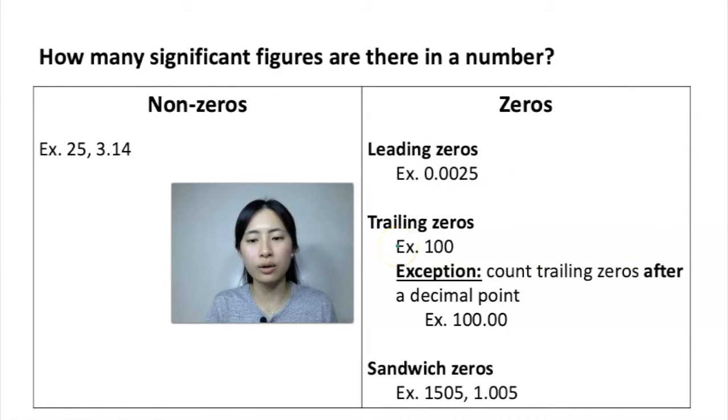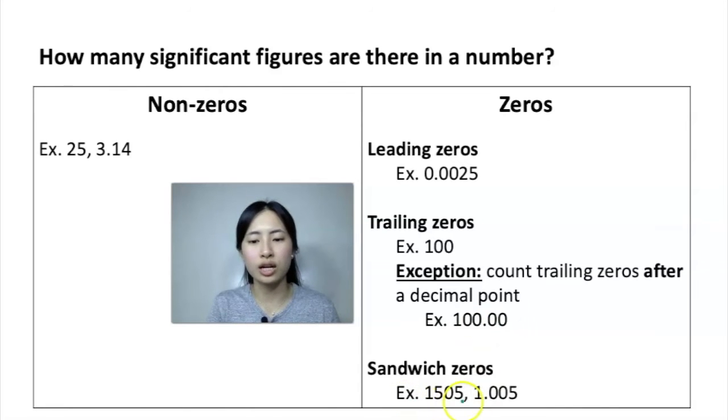For trailing zeros, such as 100, which is a whole number, there's only one sig fig. So the two zeros right here, they don't count as a significant figure. However, we have an exception, because if we're looking at a decimal number, such as 100.00, there's 5 sig figs. So all the zeros after 1 count as a significant figure because it's a decimal number.